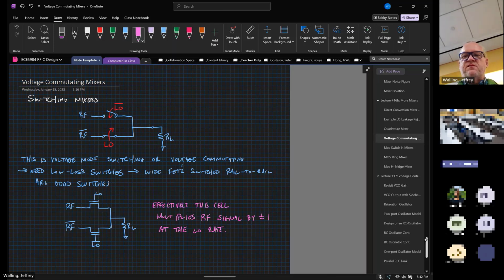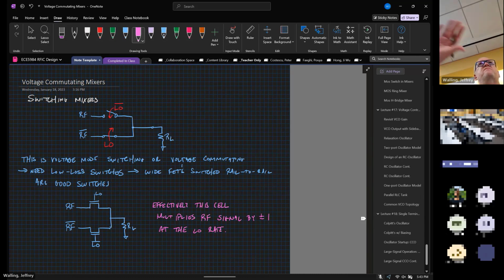Effectively, what's ultimately happening with this particular cell is that we're multiplying the signal by ±1 back and forth. So it's kind of the same thing as the current commutating mixer that we talked about before, where we controlled the current flowing through the mixers with a commutating function that was a signum. Here we're doing almost the same thing. We're controlling the flow through the circuit with a signum. And that's going to give us our nonlinearity that allows us to have mixing.